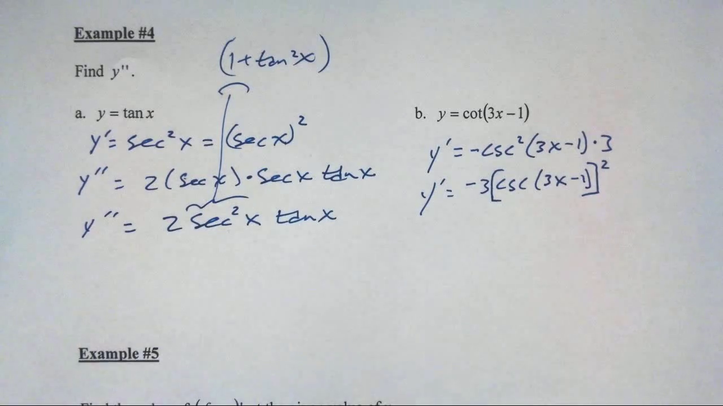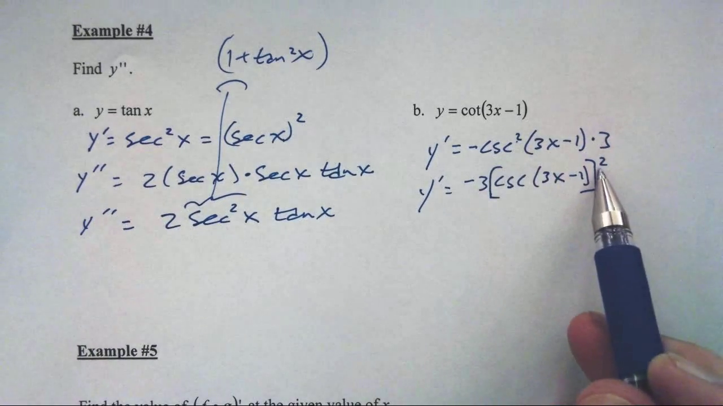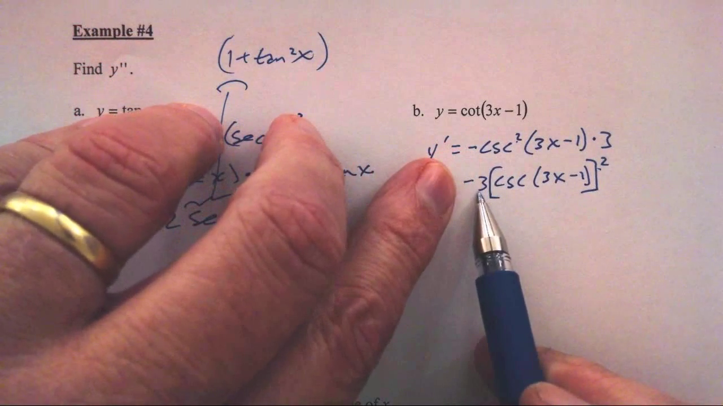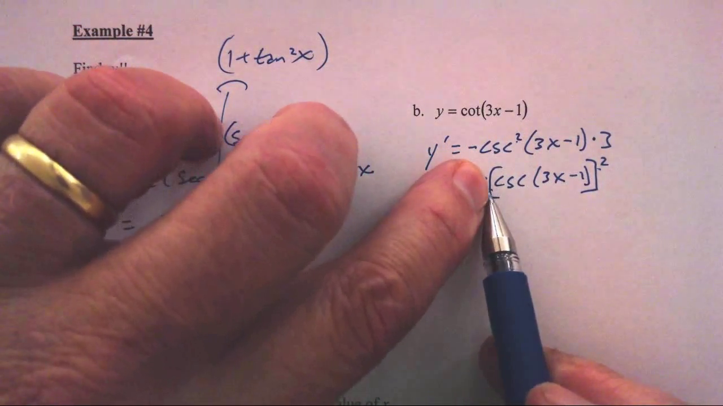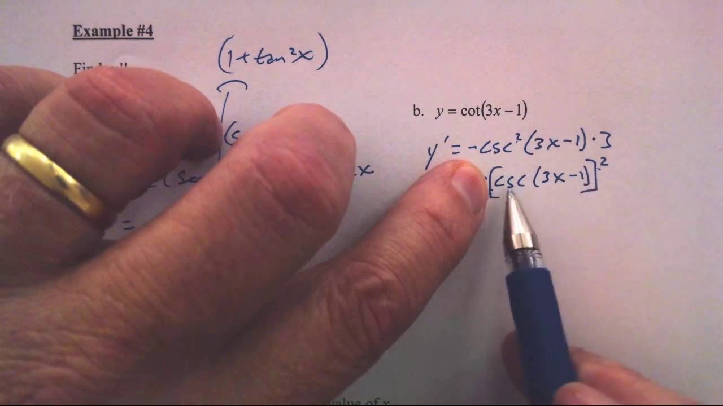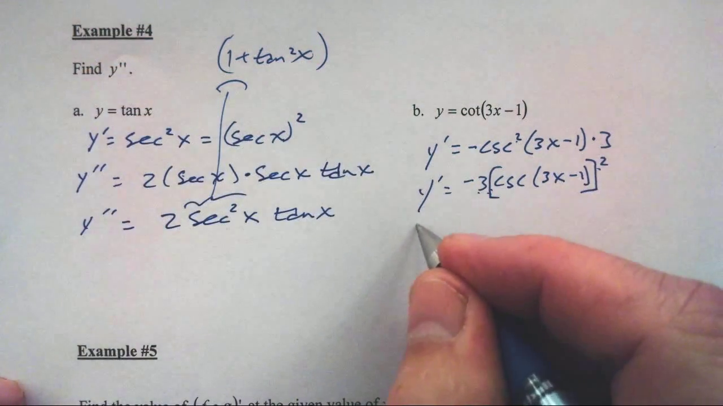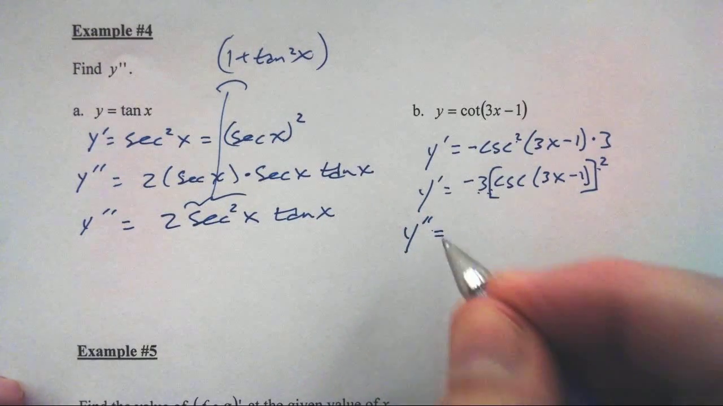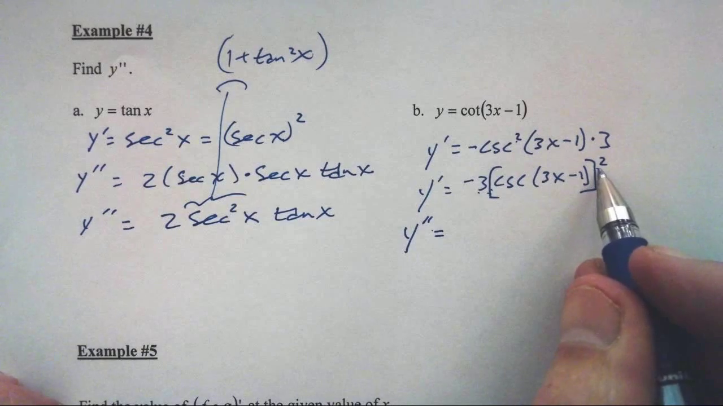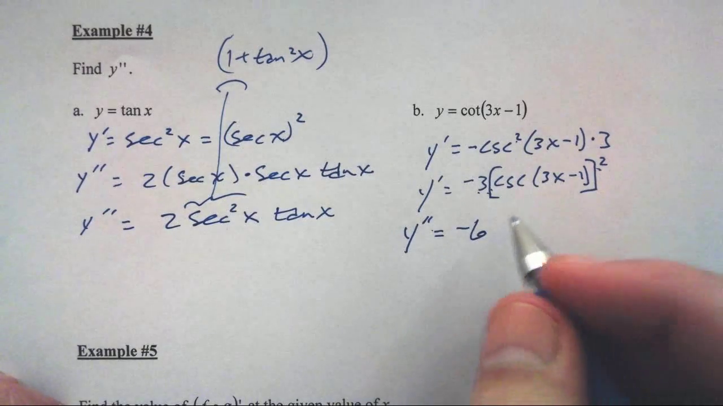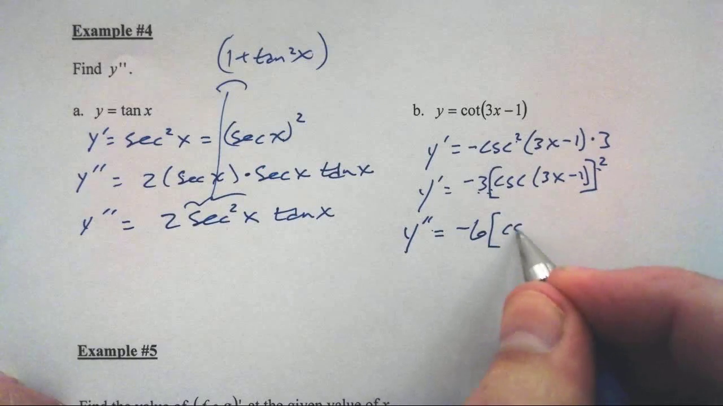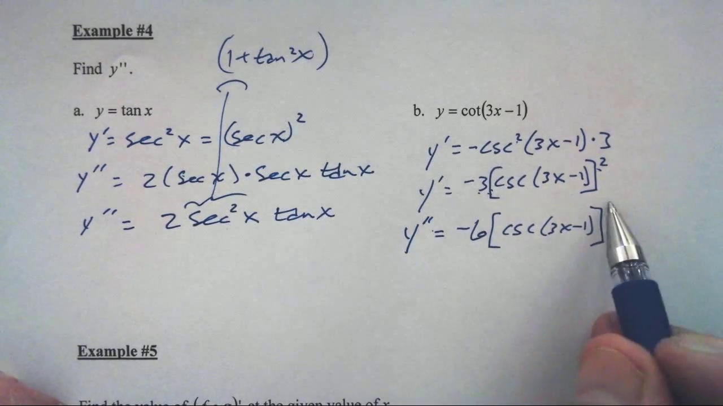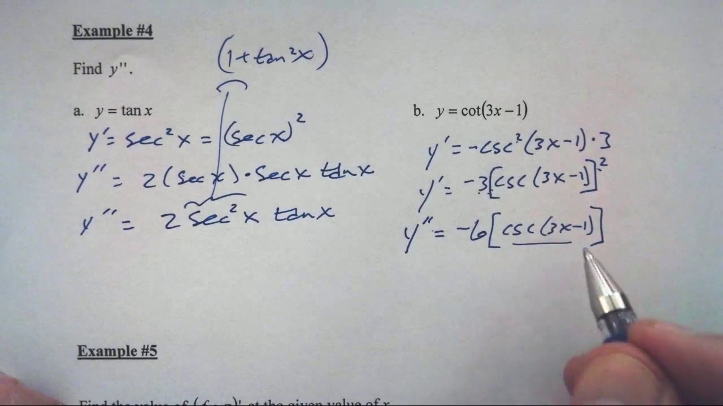When I write that squared out here rather than there, it makes it really clear that my outside function, forget about the negative 3, it's just going to survive. It's a constant times a function of x. My outside function is something to the second. So y double prime, this becomes 2 times the negative 3, negative 6, leave the baby alone, cosecant of 3x minus 1, and reduce the power by 1, and now treat the baby.